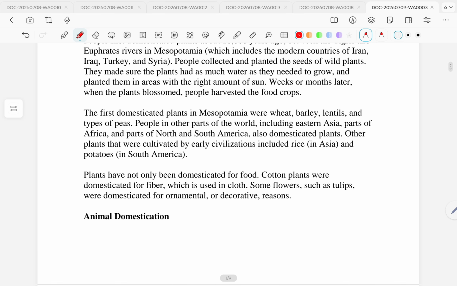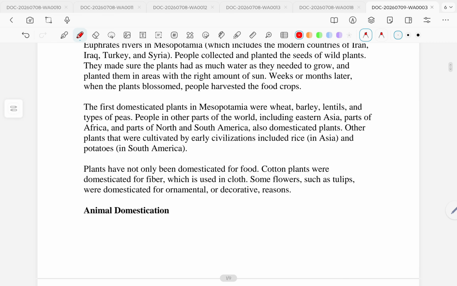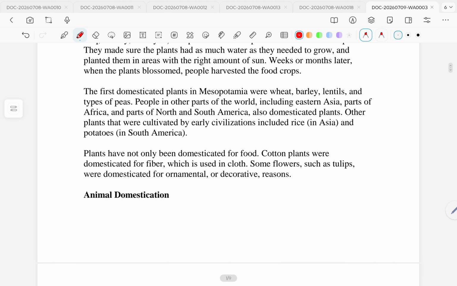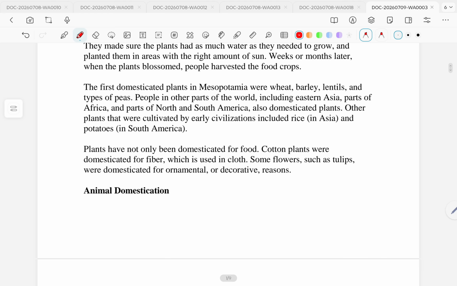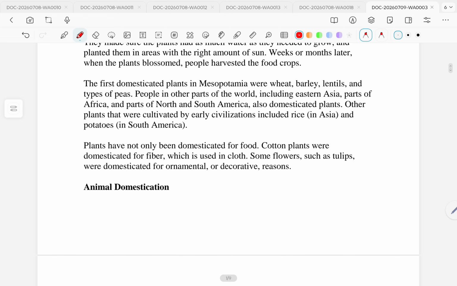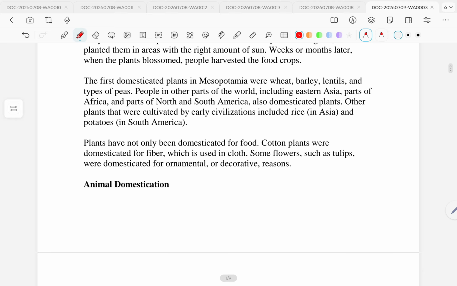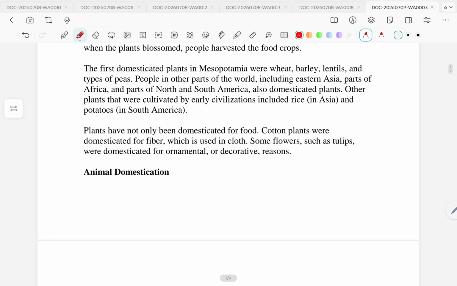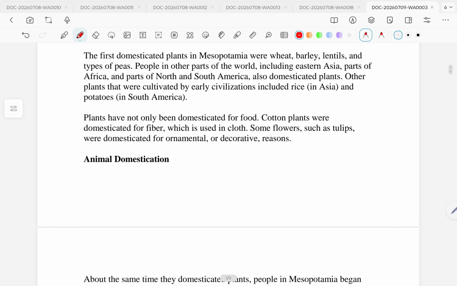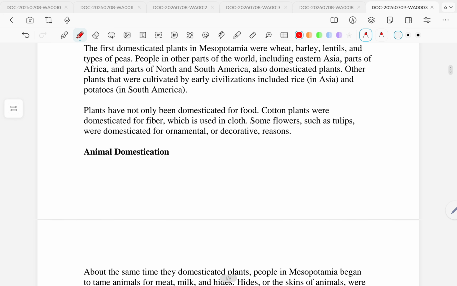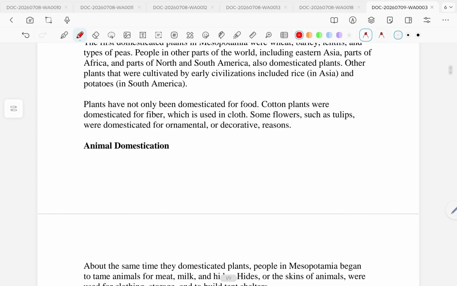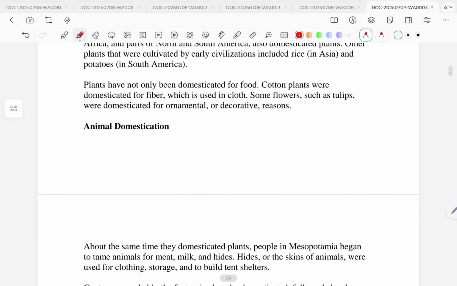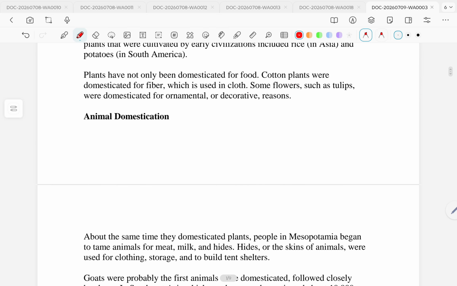The first domesticated plants in Mesopotamia were wheat, barley, lentils, and a type of pea. People in other parts of the world, including Eastern Asia, parts of Africa, and parts of North and South America, also domesticated plants. Other plants cultivated by early civilizations include rice in Asia and potatoes in South America. Plants have not only been domesticated for food. Cotton plants were domesticated for fiber, which is used in clothes. Some flowers, such as tulips, were domesticated for ornamental or decorative reasons.